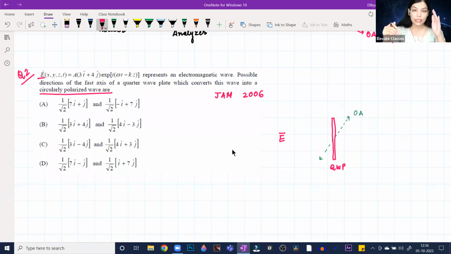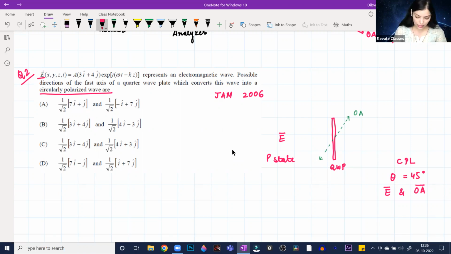So basically for that input field, I want to find out how I should orient my optic axis to make sure that the output, since this is a p state that is given to me, is a circularly polarized light. To make circularly polarized light, the most important thing is that this angle theta, the angle between the E and the optic axis of the quarter wave plate, should be equal to 45 degrees. So that is what you have to check.